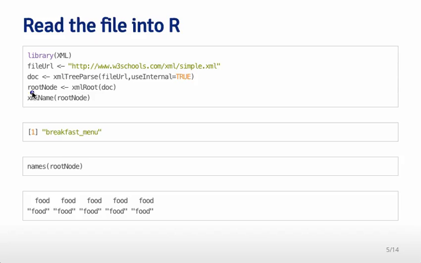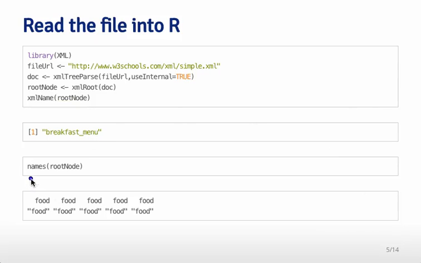The first thing that we want to look at is the root node, which you can get with XML root. You can think of it as the wrapper element for the entire document. If you execute this XML root command, you'll have accessed that particular element of the XML file. If you want to get the name out, you can use XML name applied to that node. In this case, it's a breakfast menu.